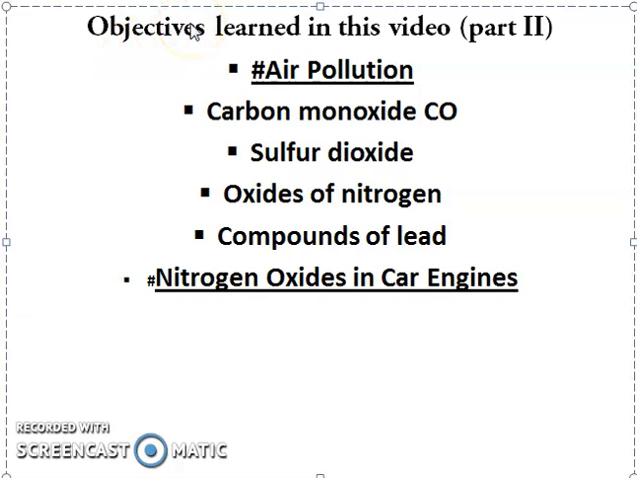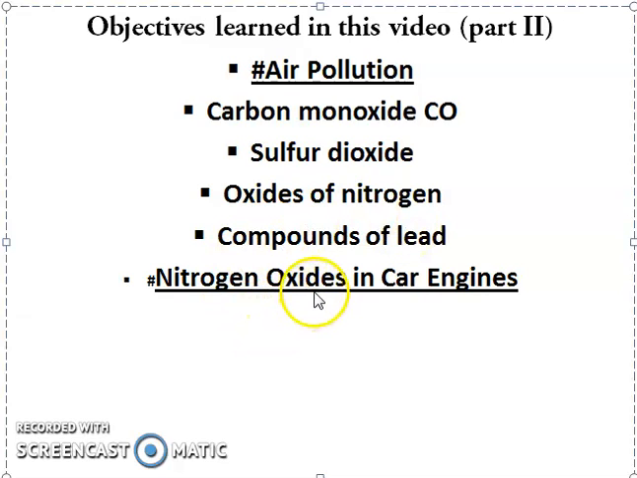The objectives which we learned in the previous video, part 2 of air and water, were air pollution and nitrogen oxide in car engine. In air pollution we saw how air is polluted and what types of pollutants are present, and those are carbon monoxide, sulfur dioxide, oxides of nitrogen and compounds of lead.